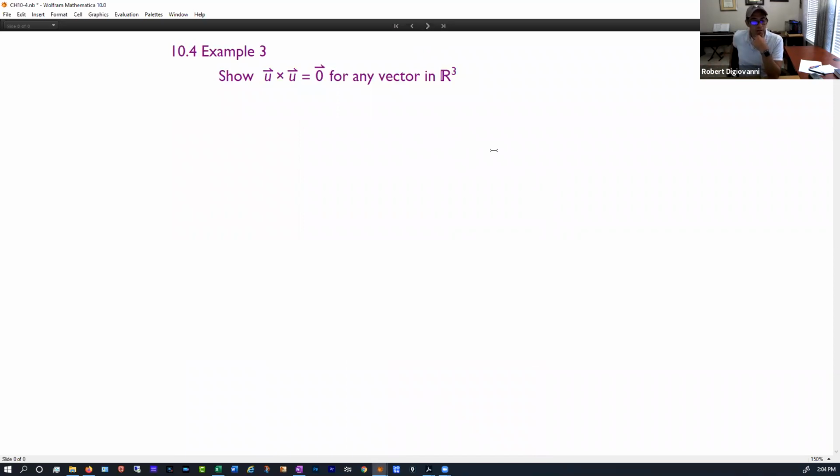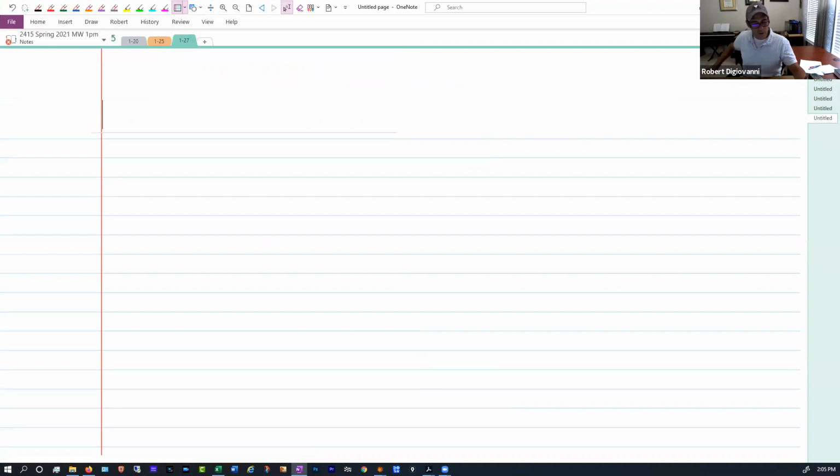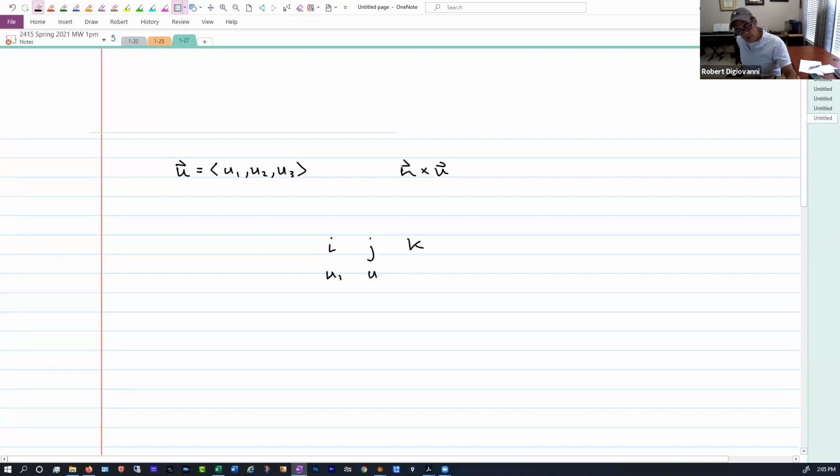First thing, show that the cross product of a vector with itself is 0, regardless of the vector. Let's show that if you cross any vector with itself, you get 0. Let's say I take a vector u, and let's call that vector u1, u2, u3. Now let's take that u and cross it with itself. I'm just going to do i, j, k, u1, u2, u3. I don't know what they are, but it's okay.